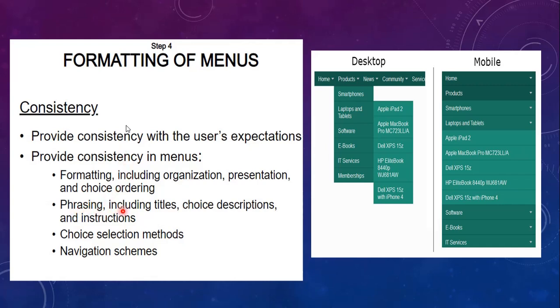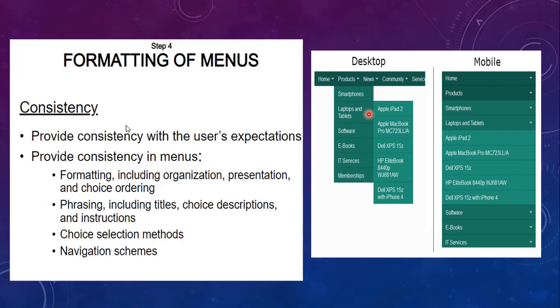Consistency has to be maintained in phrasing, including titles also, choice descriptions and instructions. Whenever titles are displayed, suppose here you have the products. Under the products you have smartphones. So this is the title here. Next you have the title as laptops and tablets. These titles also have to be maintained in the same manner when displayed in any of the screens. Consistency has to be maintained for titles, and also for the descriptions of your choices, what it describes.